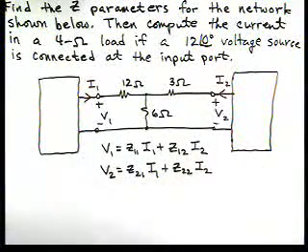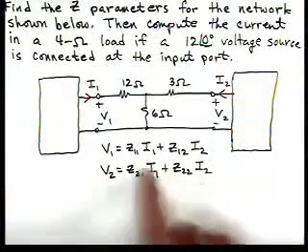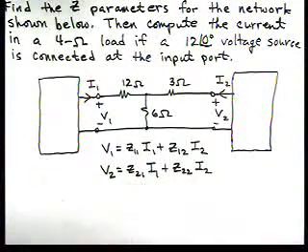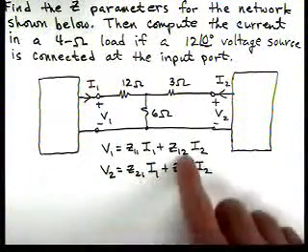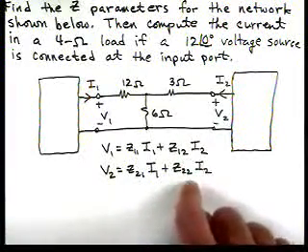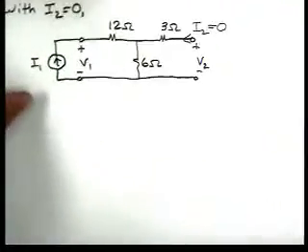And the way we'll do this, for instance, is we'll go in and set I2 equal to 0, and that'll allow us to find Z11 and Z21. Then we'll set I1 equal to 0, and that'll allow us to find Z12 and Z22. So let's start off with I2 equal to 0. Now I2 equal to 0 is really an open circuit.